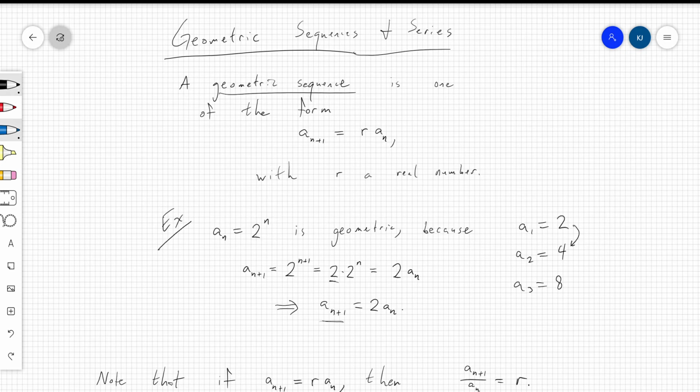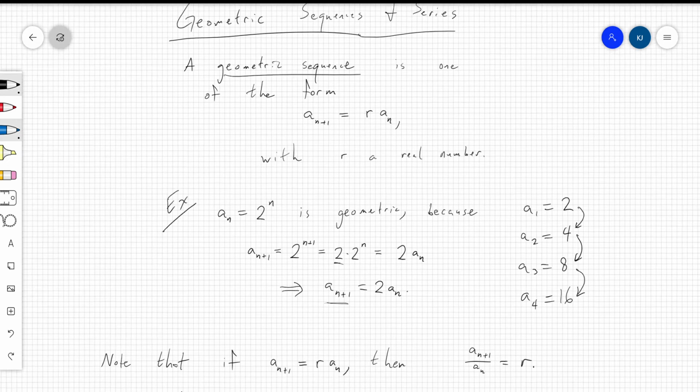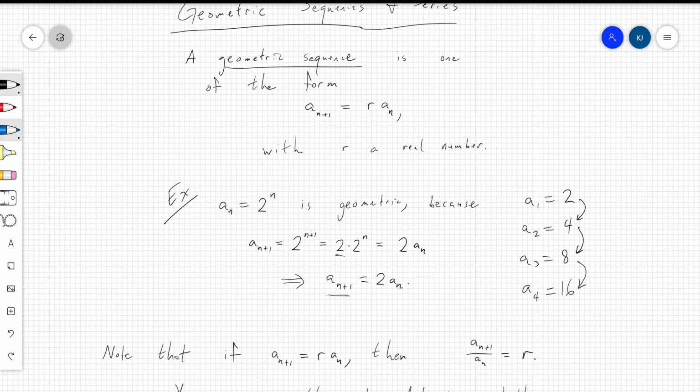And notice that to get from one term to the next, you're always just multiplying by 2. So this is a geometric sequence with common ratio 2. In other words, you multiply by 2 every time you want to take a step forward. So notice that if the next term in the sequence is given by r times the previous term, if you divide both sides of this equation by a sub n, then you get that the ratio between the next term and the current term is always going to equal r.